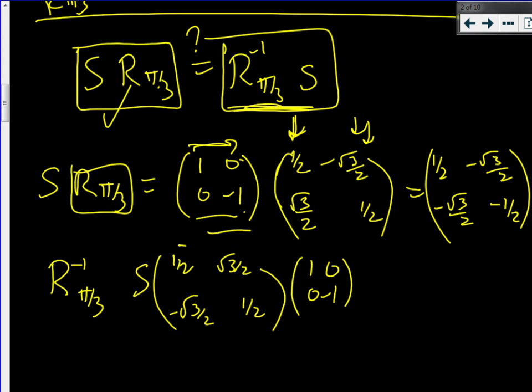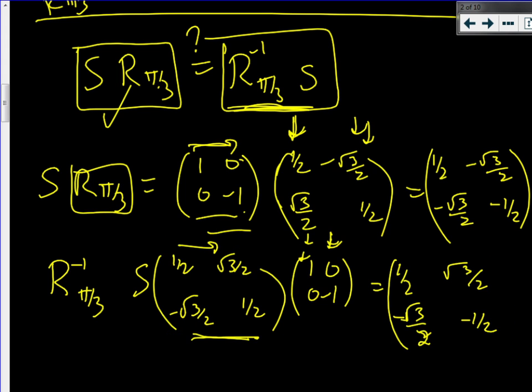Let us multiply the first row by the first column. I get 1/2. First row by the second column, I get square root of 3 over 2. And the second row by the first column is negative square root of 3 over 2. And then the second row by the second column is negative 1/2.